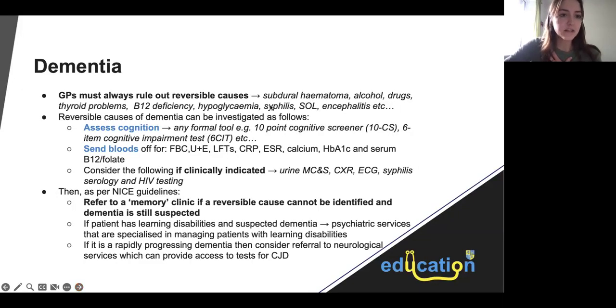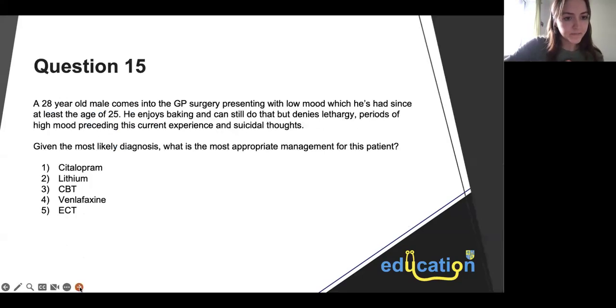As I said, when you have a patient in front of you where you think, do they have dementia? The first step is to assess their cognition. There are lots of different screening tools for that, and then to take bloods and examine them. And if you have ruled out reversible causes, that's when you would refer to a memory clinic, where they'll have more substantial tests. Right. Last question before a break.